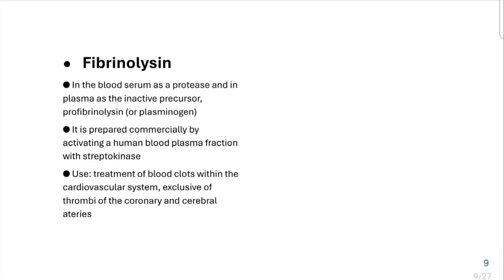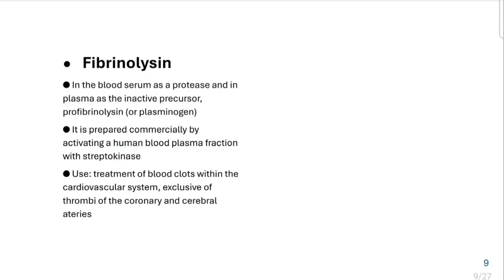Next, your fibrinolysin. This is usually found in the blood serum as a protease in the plasma and as an inactive precursor, your profibrinolysin or your plasminogen. It is prepared commercially by activating the human blood plasma fraction with your streptokinase.